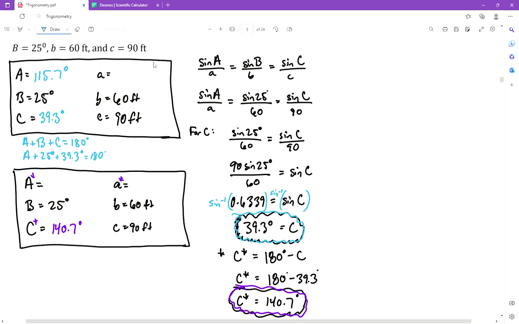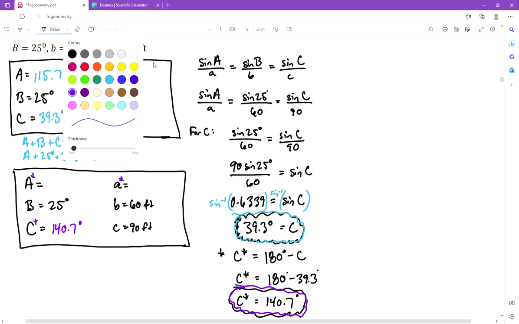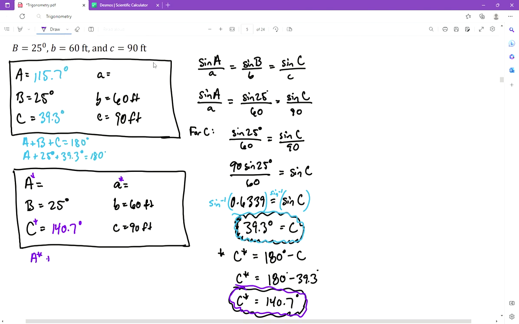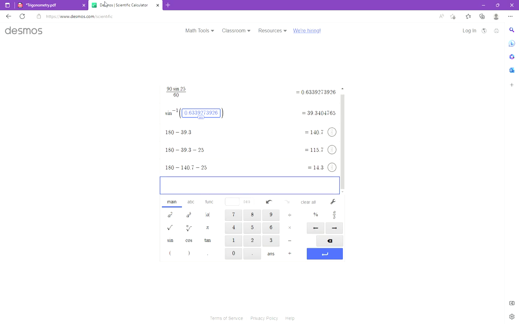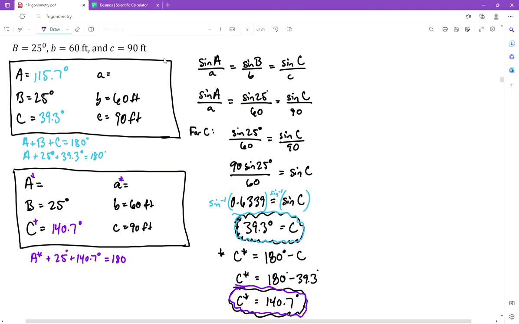The second triangle, back to purple, again the same thing. I'm going to say A star plus the 25 plus the 140.7 degrees also should add up to 180. So again, I'm just going to subtract 180 minus 140.7 minus 25, 14.3. And then now I can set up my law of sines.